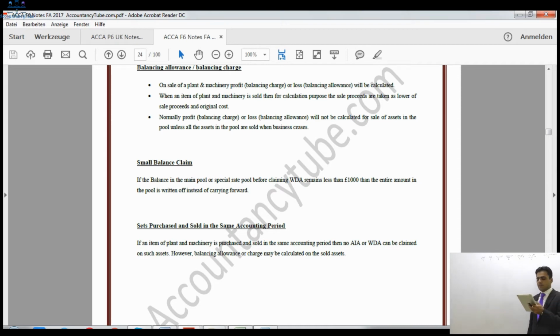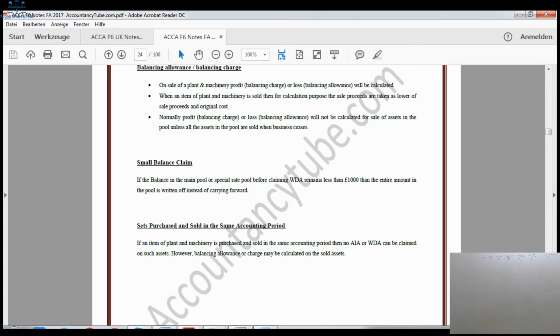After that it says balancing charge and balancing allowance. Now please remember, balancing charge is when we have made a profit. Sometimes we have purchased an asset and then we sell it. In the question it will say that we had that asset but now we are going to sell it. Whatever the carrying amount is, if we are selling for more than that, then we are making a profit, and that is a balancing charge. However, if we are selling at a loss, selling for less than the carrying amount, that is a balancing allowance.